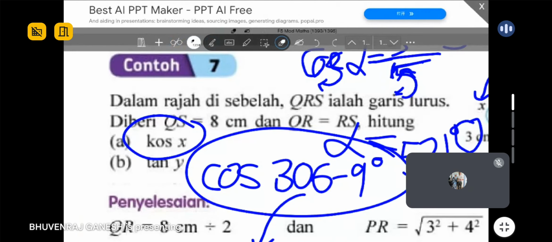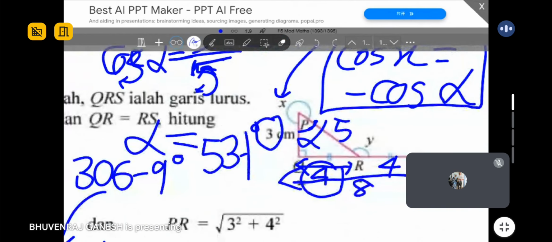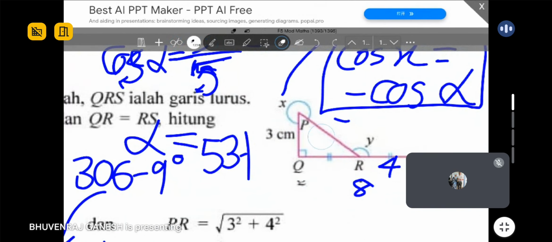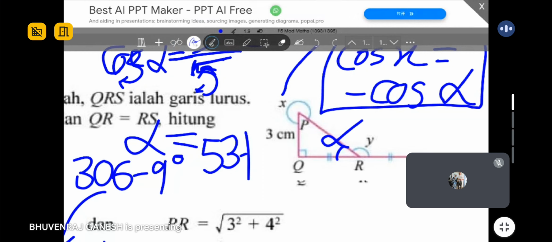Okay ya? Alright. So untuk B, kamu kena cari tangent Y lah. So if you want to find tangent Y, kamu kena cari sudut ni dulu. Betul? So macam mana cari sudut tu? Kamu guna tangent juga. Kalau dia suruh tangent Y, kamu cari tangent alpha dulu. Alpha is reference angle, sudut rujukan. So basically you just take 3 over 4.